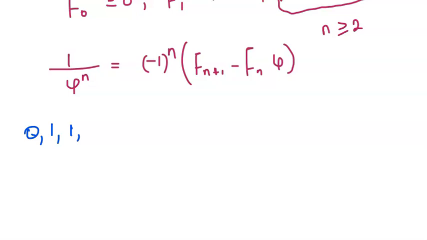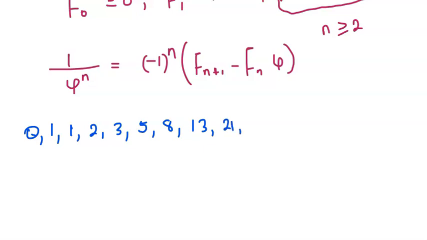To get the fourth term, add the second term and the third term, which is 1 plus 1, and that gives us 2. The next term, add 1 plus 2, you get 3. The next one, 2 plus 3, you get 5. The next one, 3 plus 5, you get 8. The next one, 5 plus 8, you get 13. The next one, 8 plus 13, you get 21.